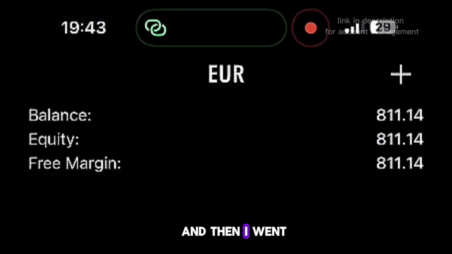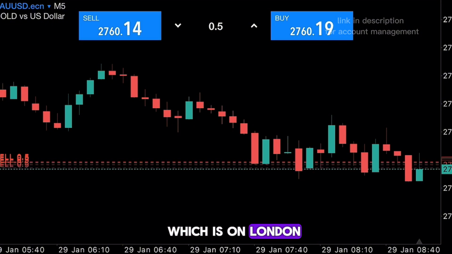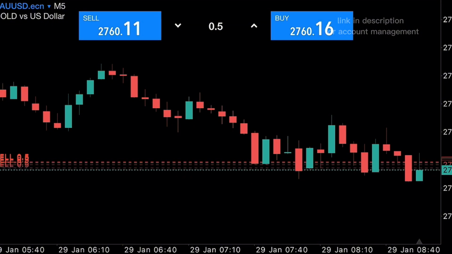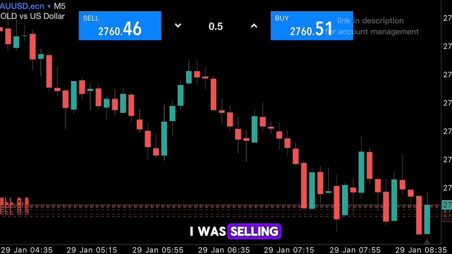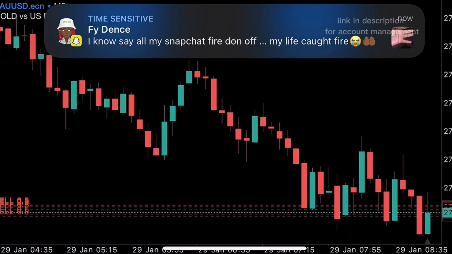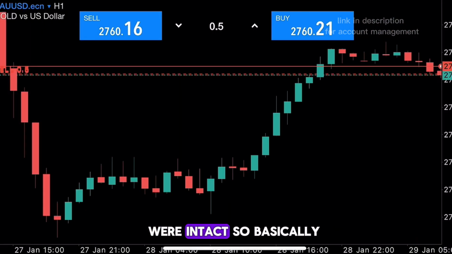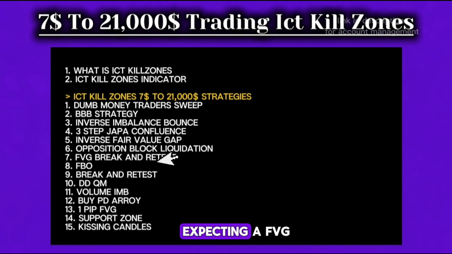And then I went to another time zone, which is the London session. I've been trading New York session for a while now. So for this London session schematic there, I was selling and I was in huge loss at this point in time, but my confidence was intact. So basically the first reason I sold was because I was expecting a fair value gap breakout there.